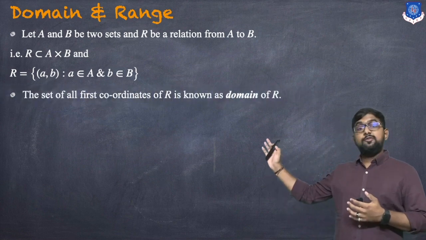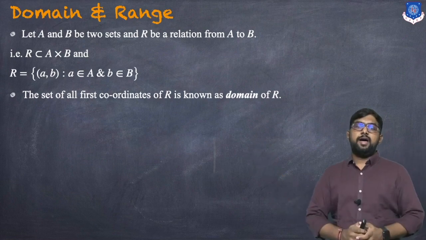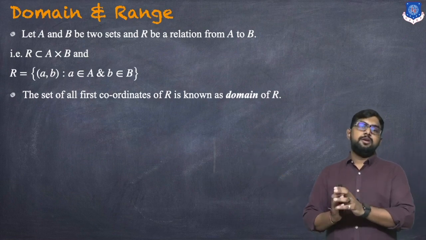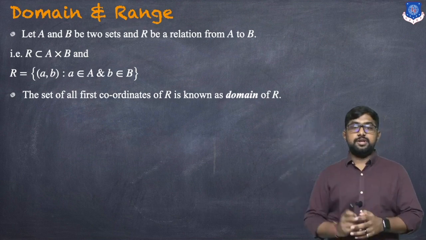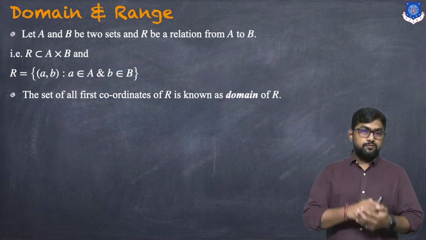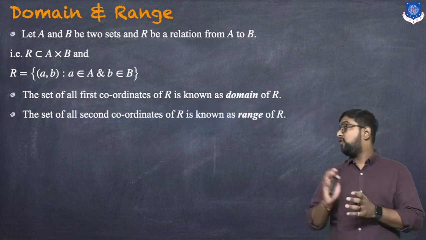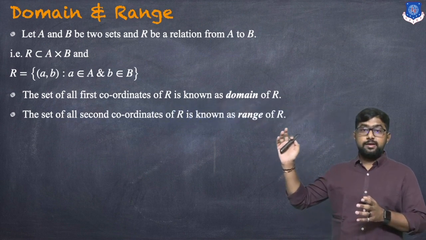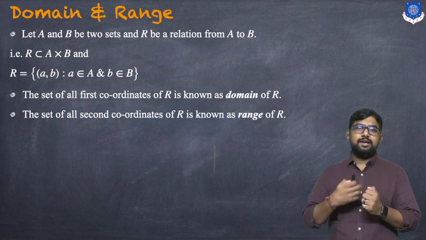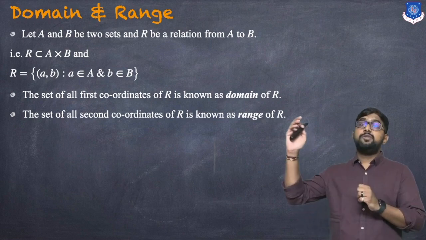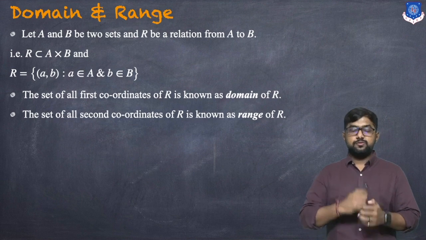Now the set of all first coordinates of R is known as the domain of R. So if we combine all these first coordinates that come from the left set, it is known as the domain of R. In the same manner, the set of all second coordinates of R is known as the range of R. That means if we combine all the right-hand side coordinates which come from the capital B, it is known as the range of R.